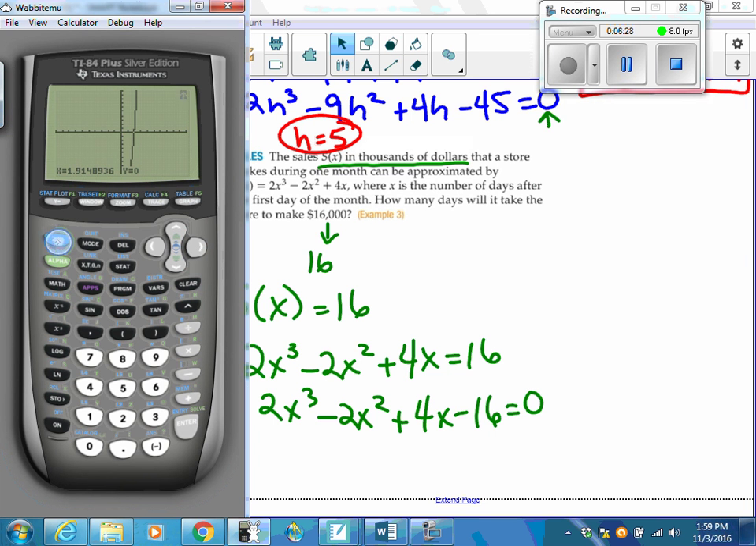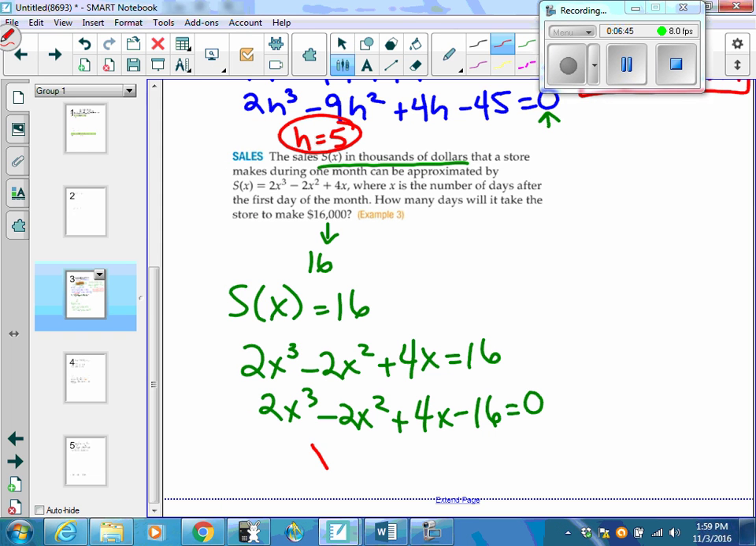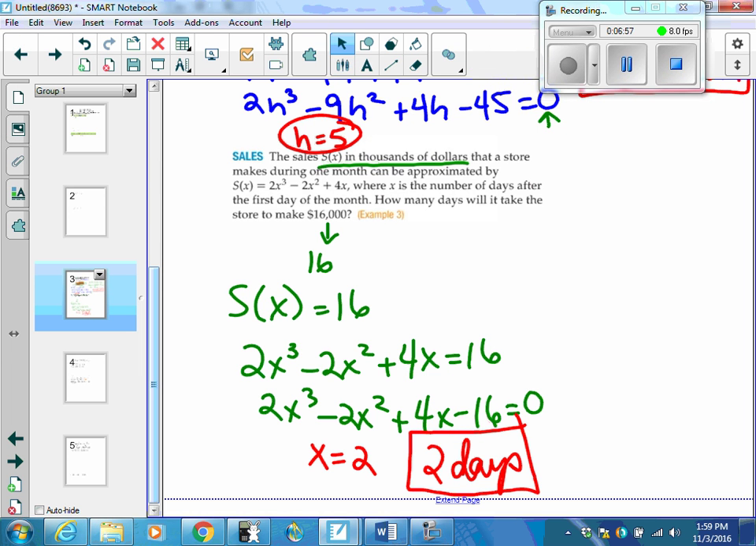To be sure, we're going to go second calc and ask it to find our 0. A value to the left could be 0. A value to the right could be 4. And we find out that we have a 0 there at 2, which means that x equals 2. And remember, that's the number of days after the first of the month. So my answer is, it's going to take 2 days to get that $16,000.